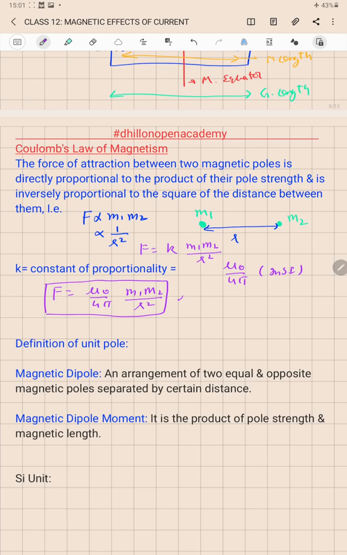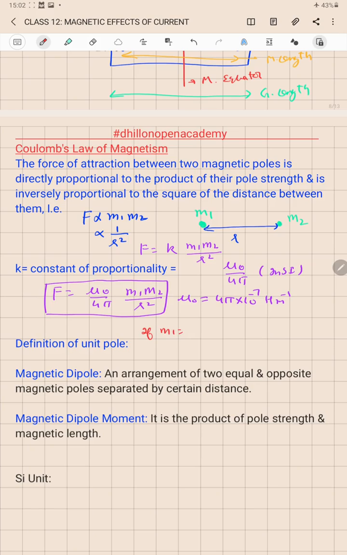We already know that mu naught is the permeability of free space, which is equal to 4 pi into 10 raised to the power minus 7 Henry per meter. H is Henry, an alternate unit of permeability, about which we will learn in the next unit. Now, definition of the unit pole.